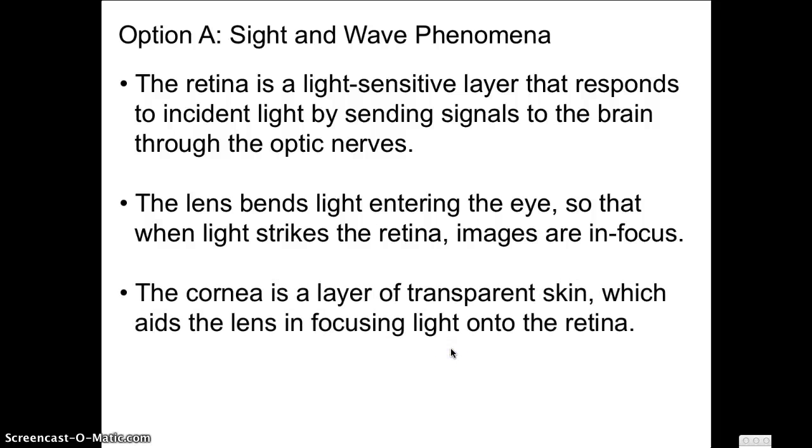The cornea is a layer of transparent skin, and it aids the lens in focusing light. And it also is responsible for providing a little bit of protection, a protective layer.